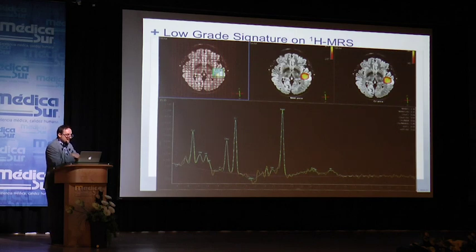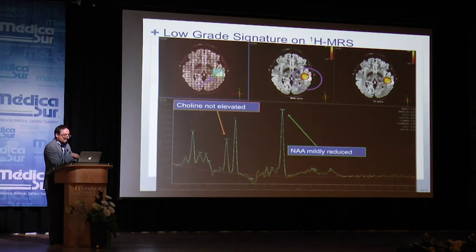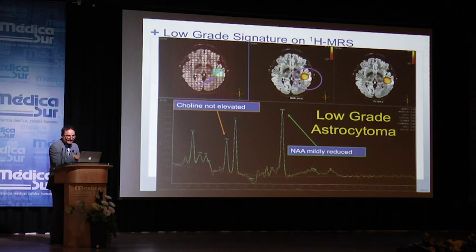MR spectroscopy can be used for low-grade gliomas as well, and this is a signature of a tumor that's of a lower grade. I showed you before an anaplastic astrocytoma that had a very high choline peak. This is not the case in this tumor. It's a relatively low choline peak and preserved NAA peak, which in this case indicated a low-grade astrocytoma.